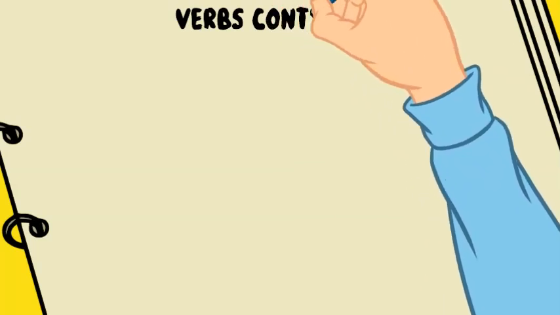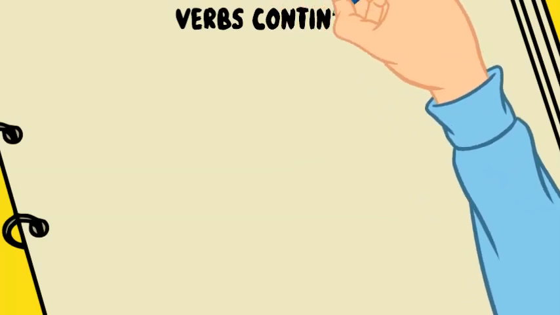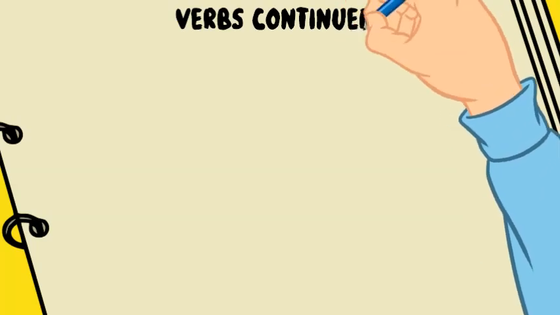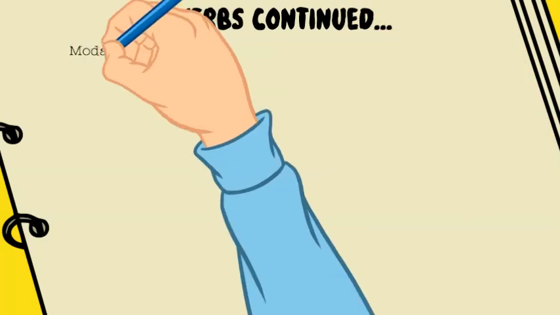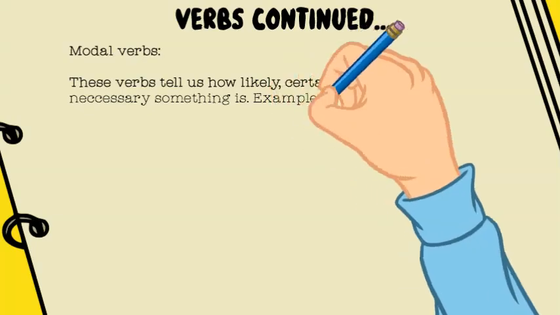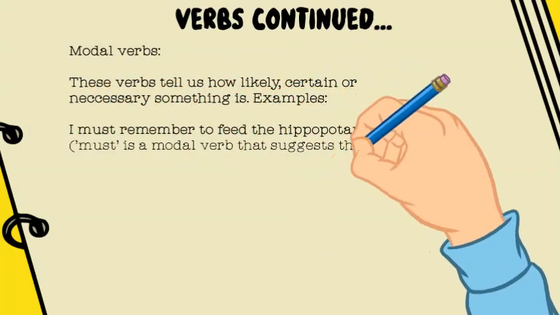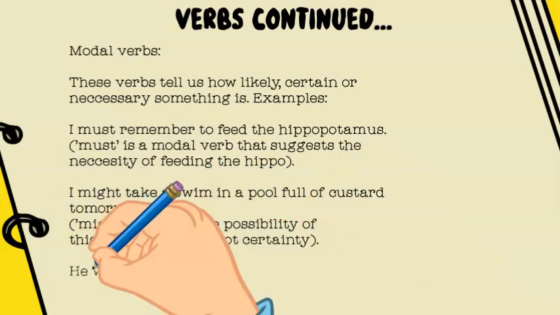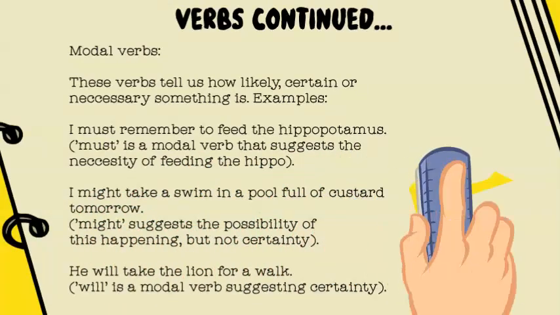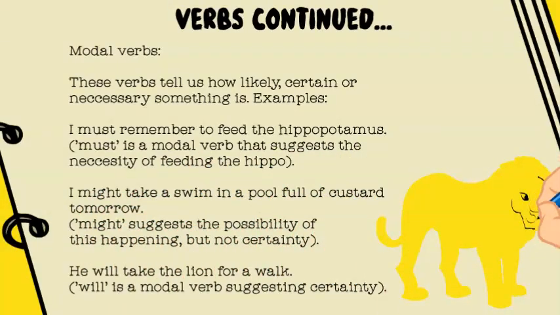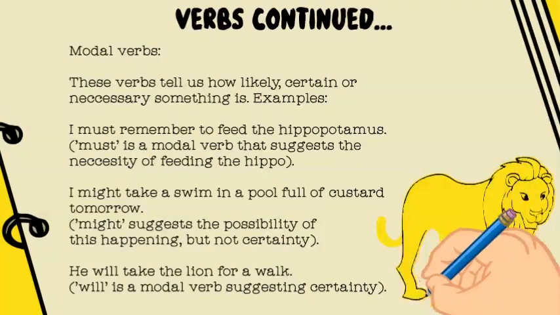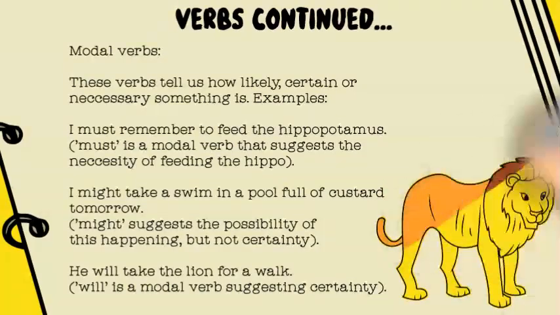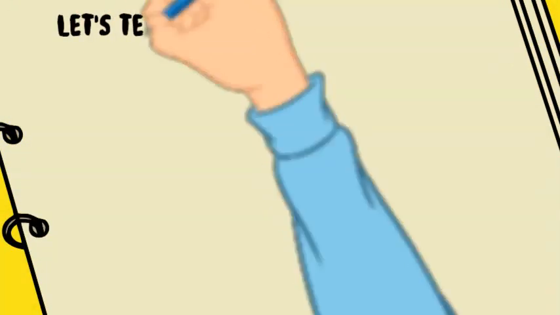In the example, I might take a swim in a pool full of custard tomorrow. Not that you would want to do that, perhaps that's just me. The word might is a modal verb, and it suggests the possibility of that swim happening. And in the example, he will take the lion for a walk. Will is the modal verb there, suggesting absolute certainty. So a modal verb gives an indication of how certain, likely, or necessary something is.